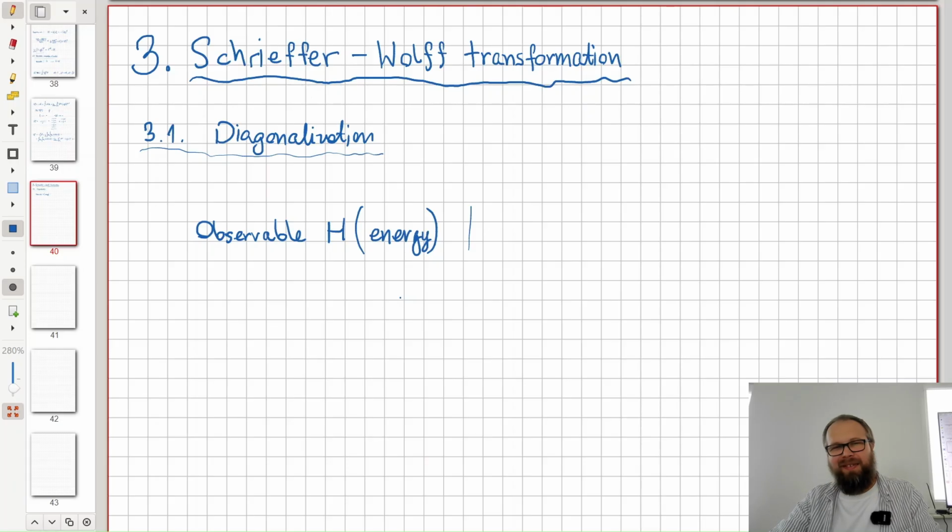Okay, so if it is an observable, it has a spectral decomposition, right?